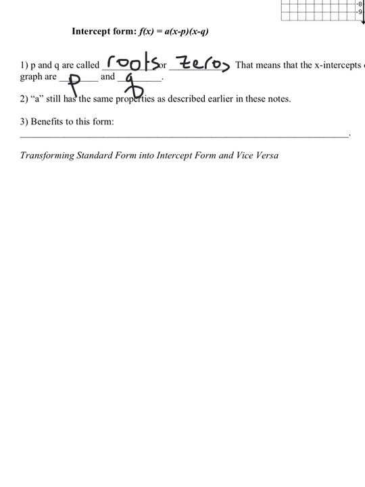So the benefits of this form is that it's easy to find the roots, zeros. Sometimes they're called the solutions and sometimes they're called the x-intercepts. So if we're looking for those specific points on the graph, if our quadratic equation is in intercept form, it's easy to find those points. The next thing we're going to look at is transforming standard form to intercept form and vice versa.